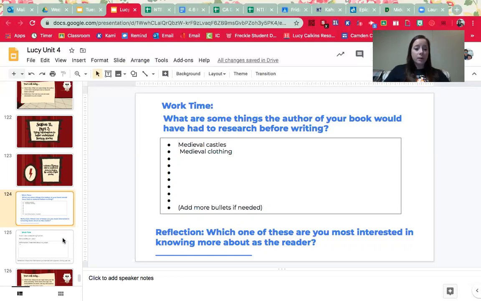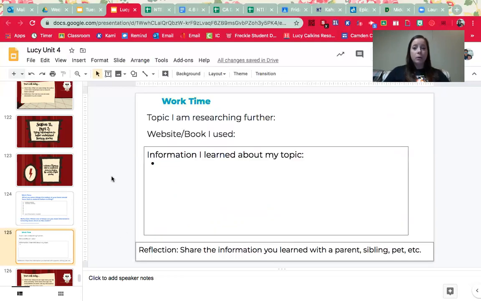So here's what you're going to see today for your work time. All of your work is going to be on one slide today, unless of course you need more room. Feel free to add in a new slide if you find more information than what I've given you. So what I want you to do is choose something from your list from yesterday. You should have multiple things on your list, probably 5 to 10 things that you can choose from. So choose something from your list that you feel like, wow, I really want to know more about that. And that's what you're going to research further today.